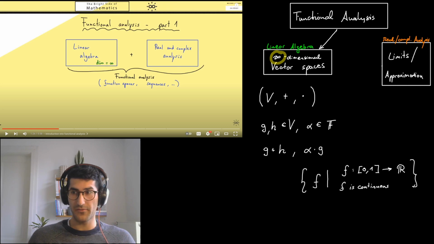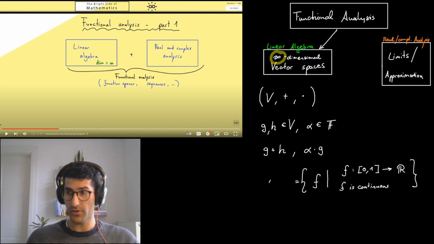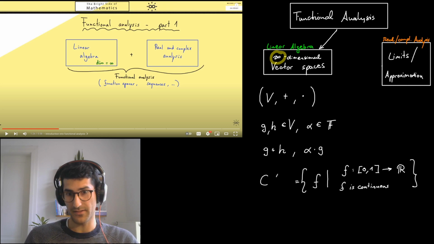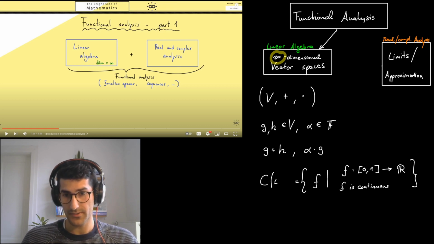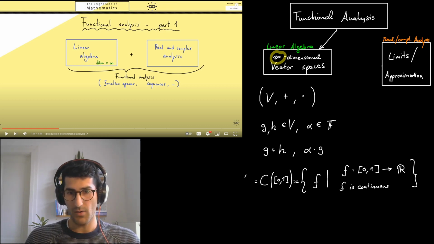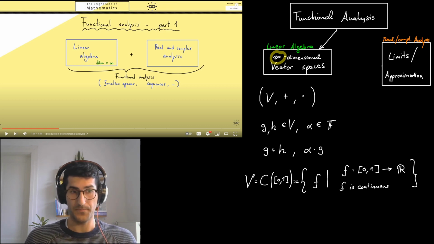Let us also give this new space a symbol. The functions are continuous, and what one often finds is that one uses a C to denote a space of continuous functions, and one also denotes the domain of definition inside the brackets. This space will now be our vector space V for the rest of the session.